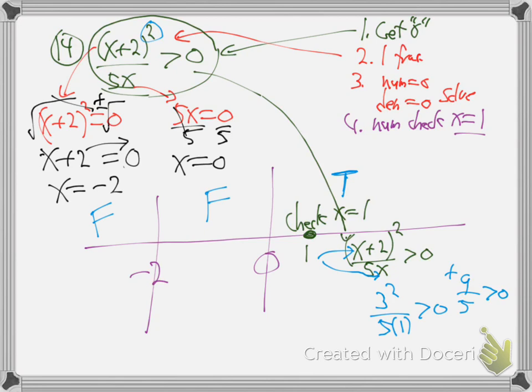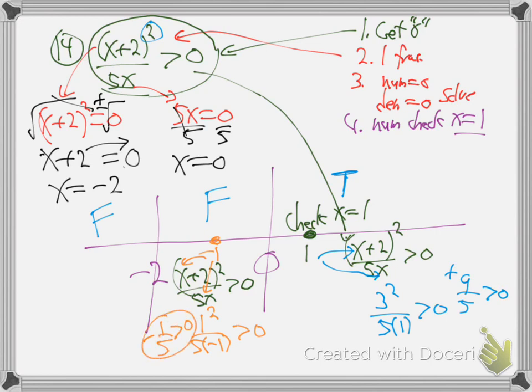If we come over here and we check -1, for example, and we put -1 into the original. What was the original? X plus 2 squared over 5x greater than 0. If you put in the -1 there and there, you get -1 plus 2, 1 squared over 5 times -1 is greater than 0. That's -1/5 greater than 0. A negative number is not greater than 0. It's less. So that's false, which is no surprise.